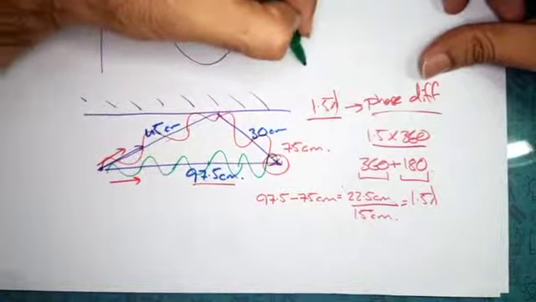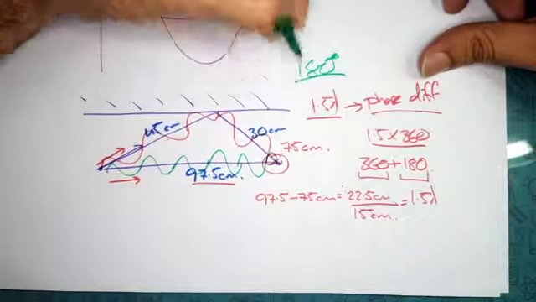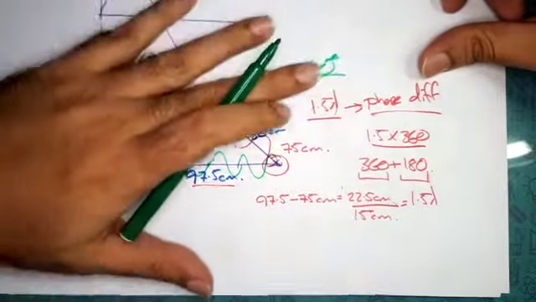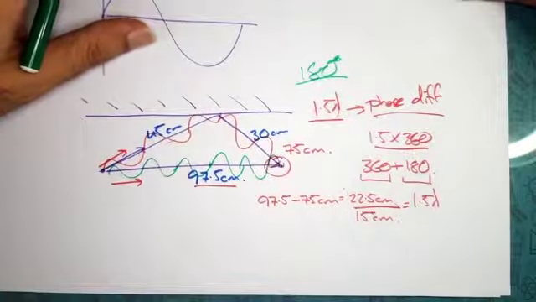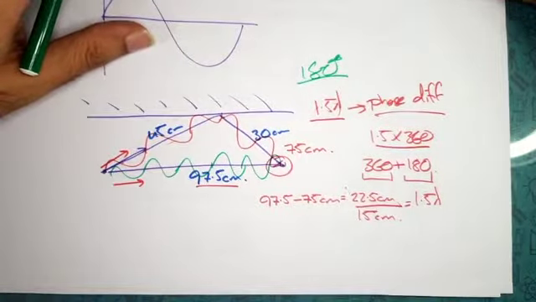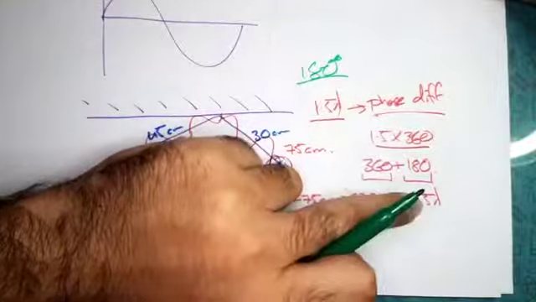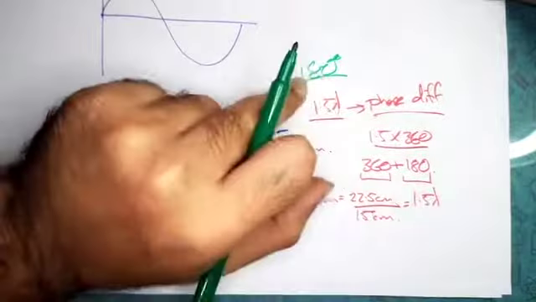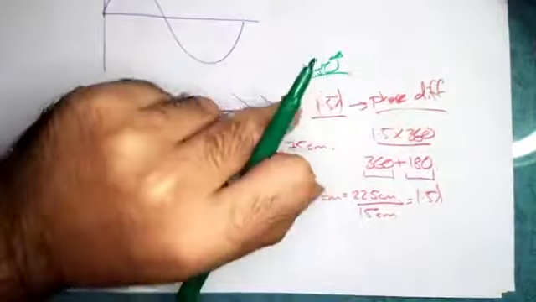Because whenever waves meet with a phase difference of 180 degrees, it always leads to destructive interference. Is this clear? Okay. 180 becomes 0.5 lambda. If you multiply 0.5 with 360, you end up getting 180. And that's basically why we have this thing going on.